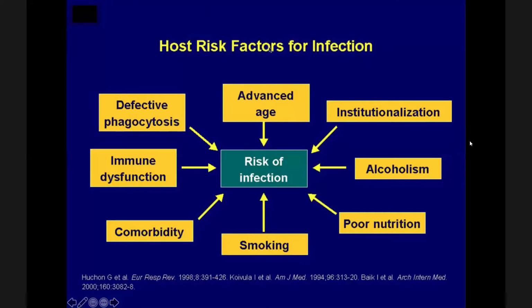So what are the host risk factors for the infection? As you know, advanced age, defective phagocytosis, defective immune function, alcoholism, poor nutrition, smoking, comorbidities, and if the patient is institutionalized or hospitalized, then there is a high risk of infection in this group of patients. So pneumonia also plays a role in this part.